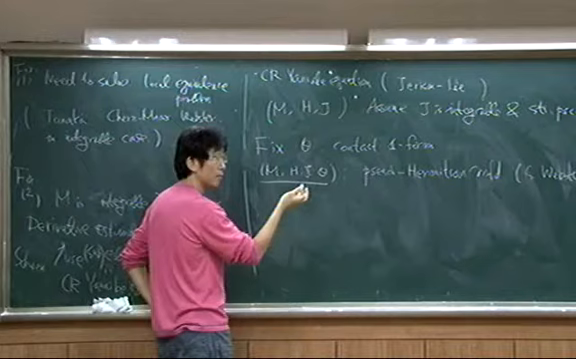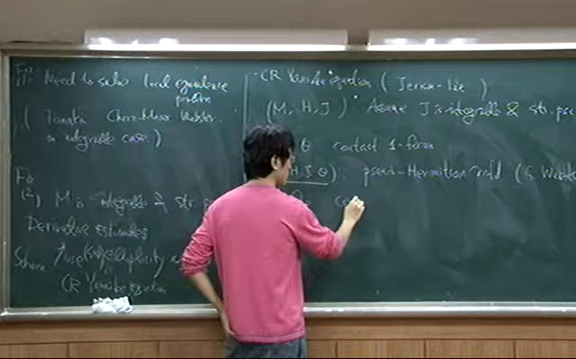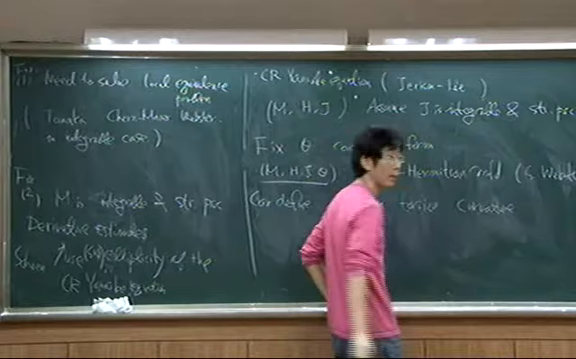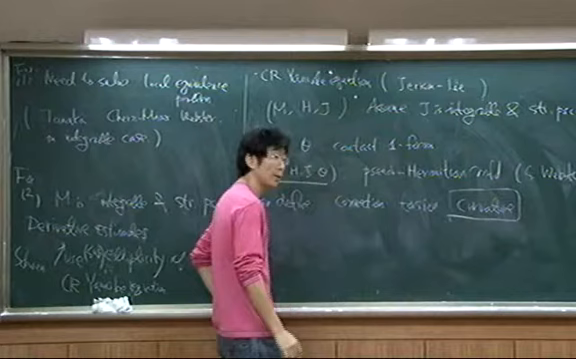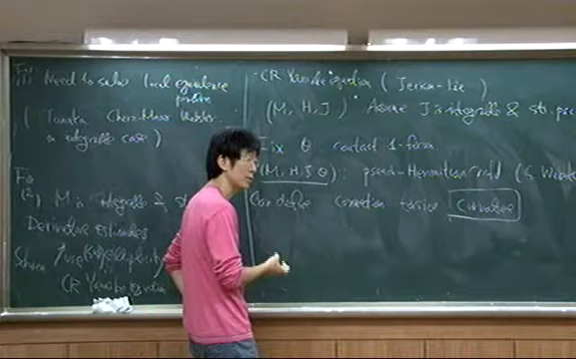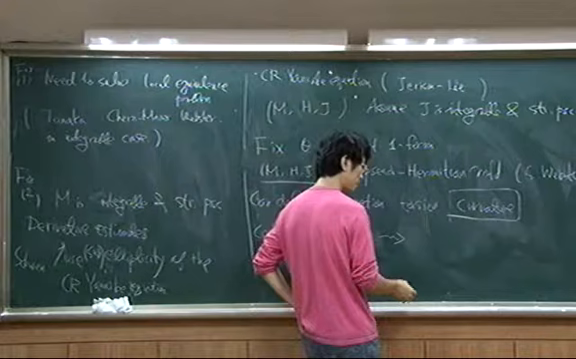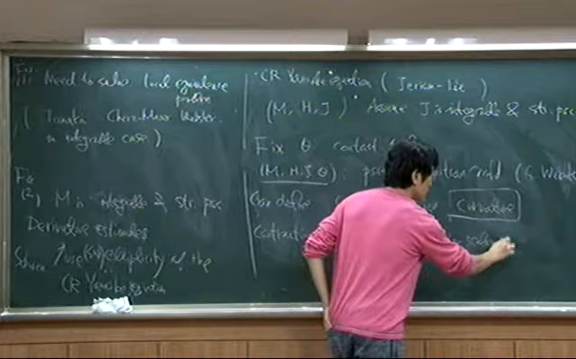Once we have a pseudo-Hermitian manifold, we can define a pseudo-Hermitian connection, pseudo-Hermitian torsion, and pseudo-Hermitian curvatures. By contracting the curvature tensor, like the Hermitian scalar curvature, we also get a scalar curvature. We usually call it the Webster scalar curvature. It always depends on theta.